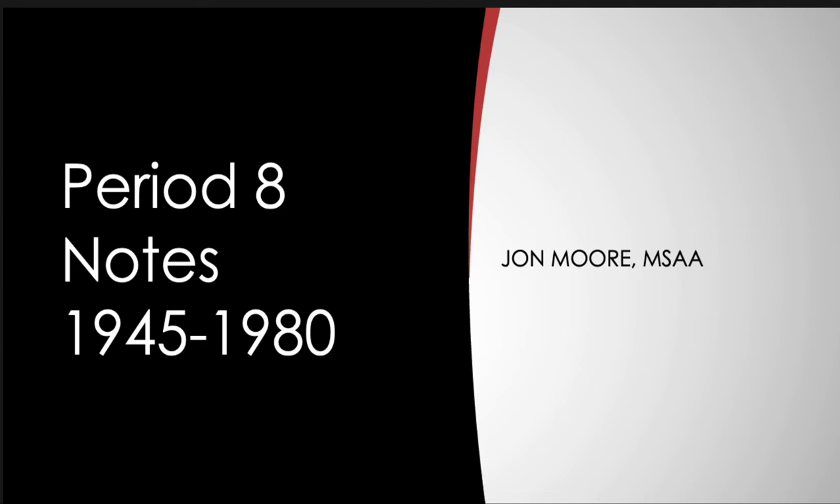As I mentioned, we're in period 8, and it ranges from 1945 to 1980, and it largely deals with, among other things, relations between the United States and Soviet Union in an era called the Cold War. Why is it called the Cold War? Because it's chilly in Russia.